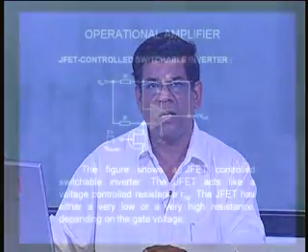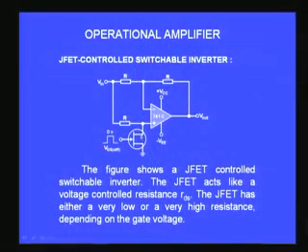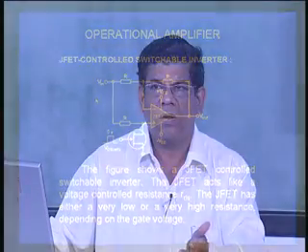Similarly, when I have the high, this will become on. When this becomes on, the JFET offers very low resistance at this end, and that means it is almost connected to the ground. When this is connected to the ground, that non-inverting input is connected to the ground. When that happens, only the inverting input is driving the amplifier, and therefore the gain will be minus R by R, that is -1.